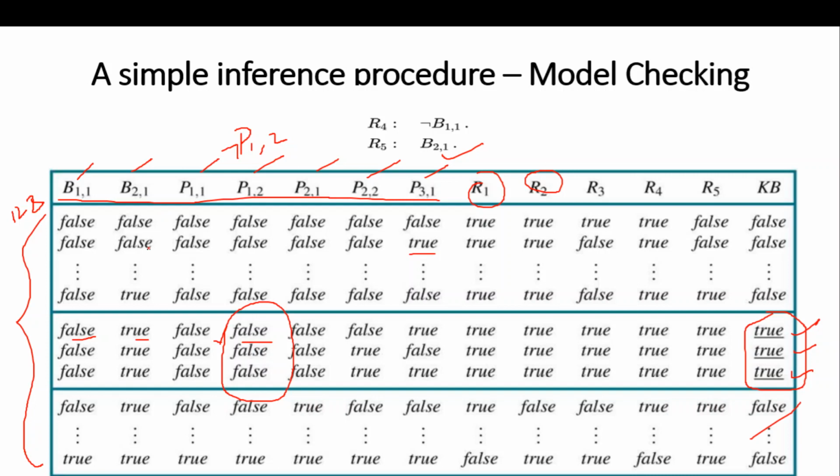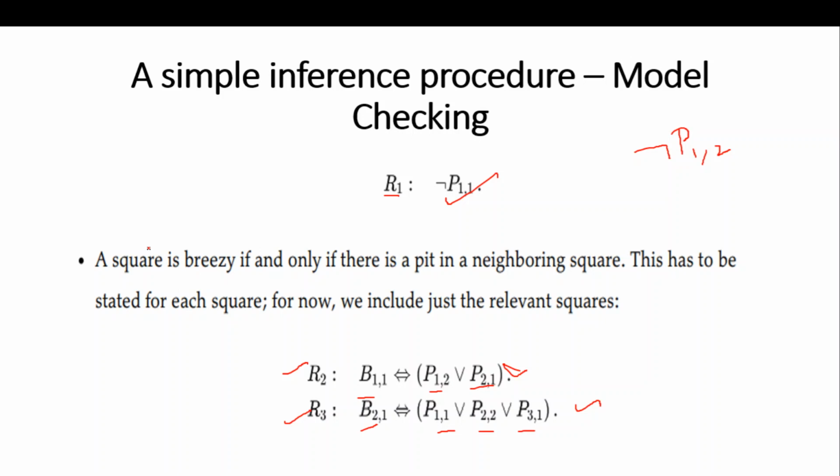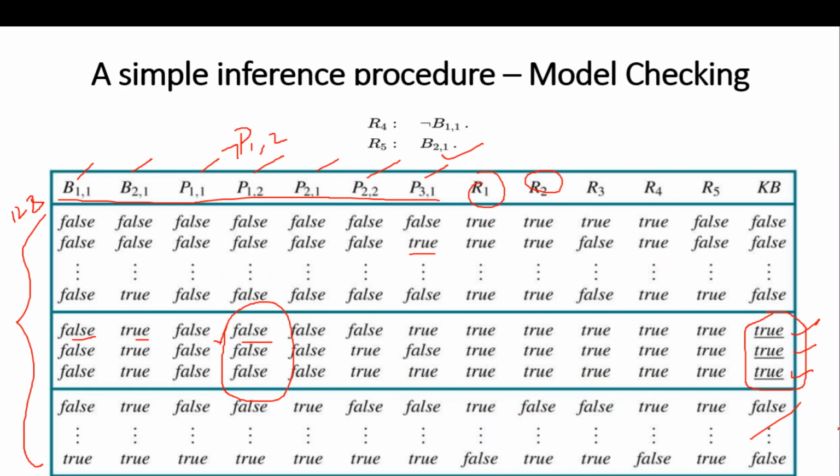Now let us take another sentence: whether not P2,2 is entailed by KB or not. Again, KB is true only for these 3 cases. And what about not P2,2 for these 3 cases? P2,2 is false only for this case, so not P2,2 is true for this case. For the remaining 2 cases, P2,2 is true, so not P2,2 is false.